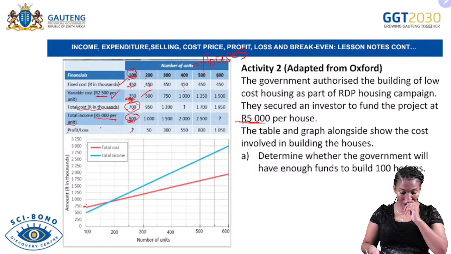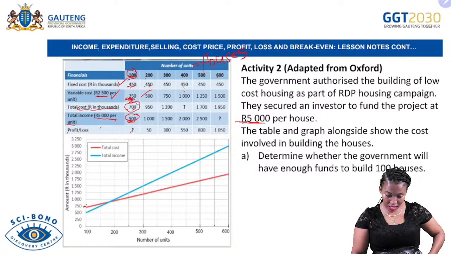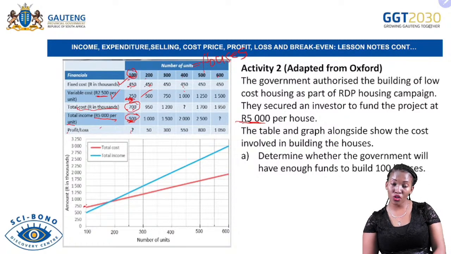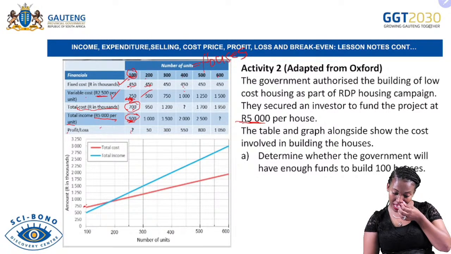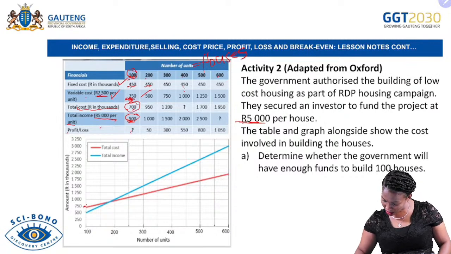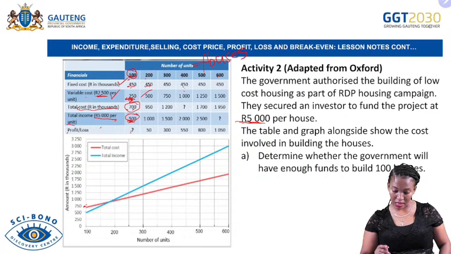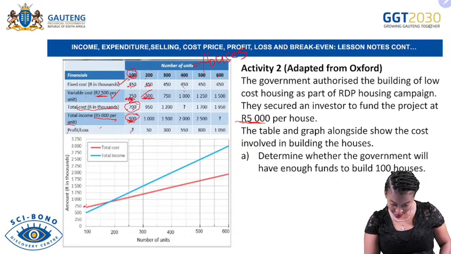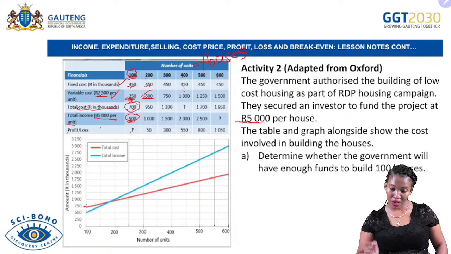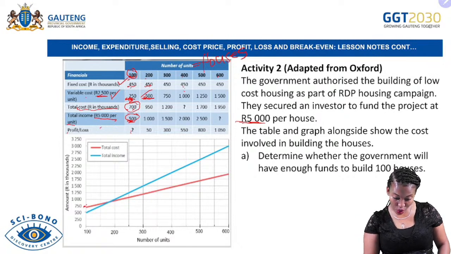And then if you go to 200 units, the fixed cost for 200 units is still 450, like I said. And then the variable cost, which is 2,500 per unit. So you're going to say the 2,500 multiplied by how many units? 200 units. It gives you a total of 500,000 rands. That is why you see this 500 here. It means 500,000 rands. And then we've got the total cost in rands, which is 950.